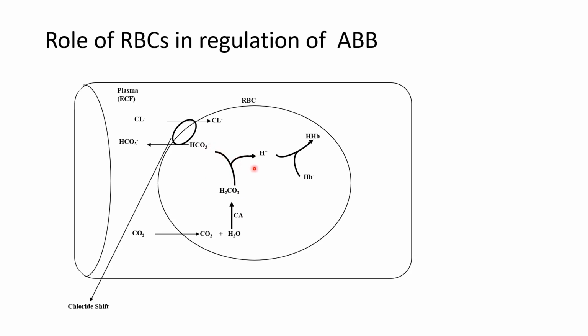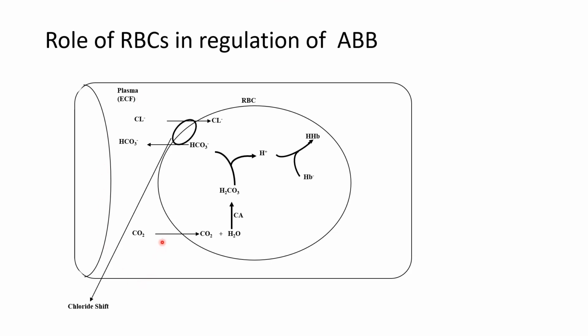The hydrogen ion is mopped up by hemoglobin in the red blood cell to prevent a buildup of hydrogen ion and acidosis, while the bicarbonate generated is supplied into the plasma to contribute to the pool of bicarbonate in the blood. And the bicarbonate that is pushed into the plasma is done in exchange for a chloride ion along this membrane. And this is what we refer to as chloride shift in the red blood cell.